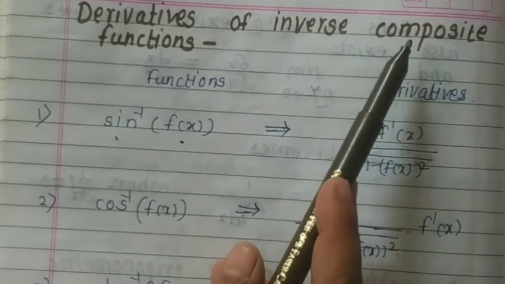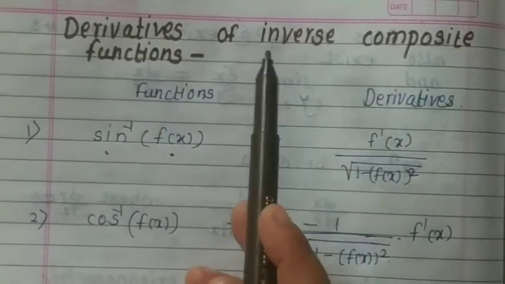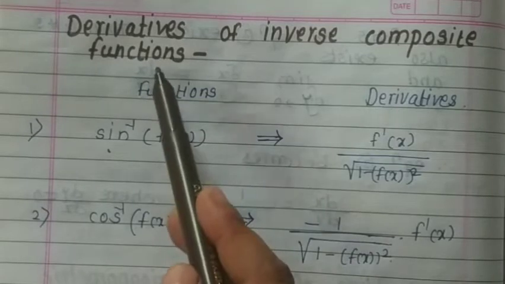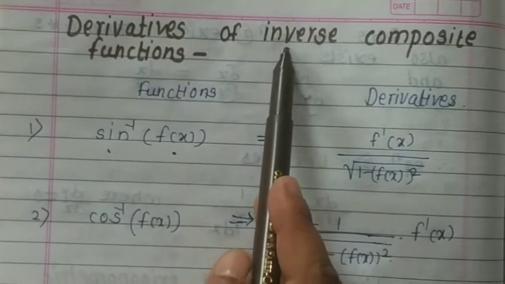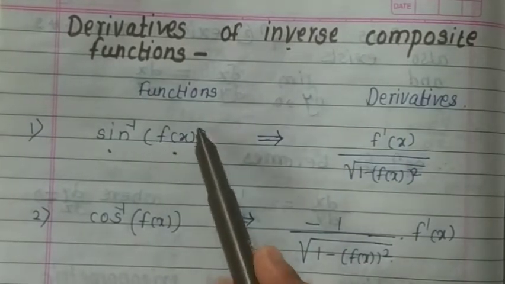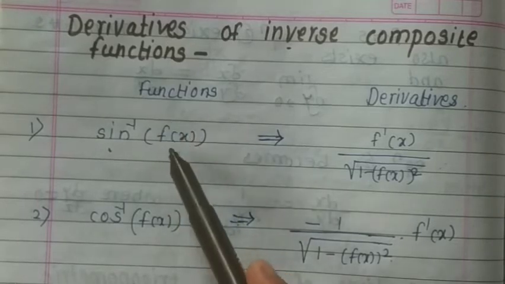Simply, composite functions means a function of another function, and the meaning of inverse composite function is that inside inverse trigonometric functions, another function will come.